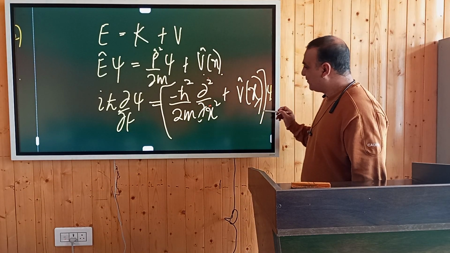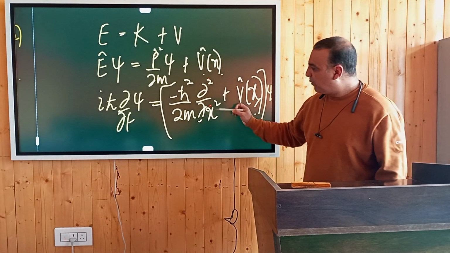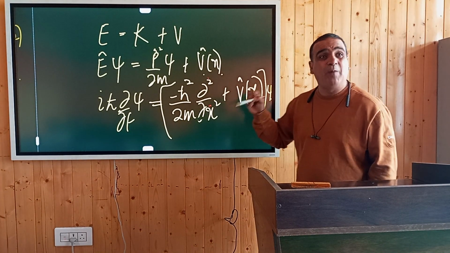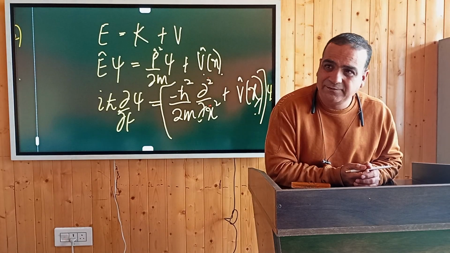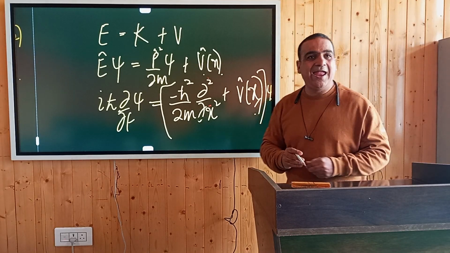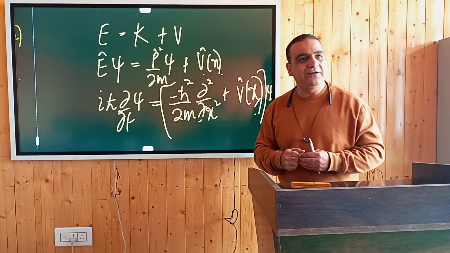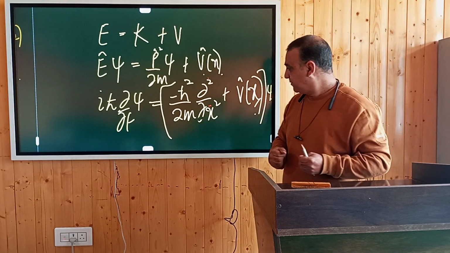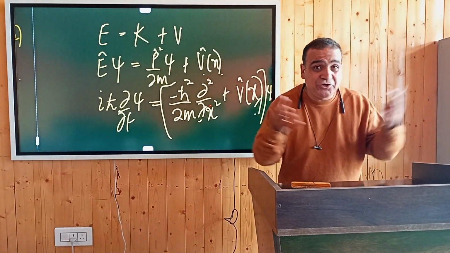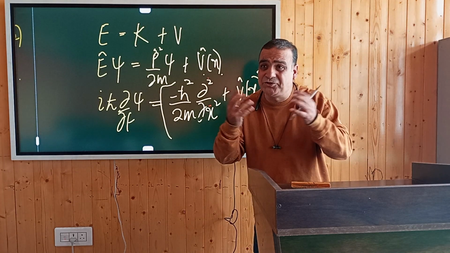Now inside these parentheses, inside this bracket, we have an operator. It's an operator of kinetic energy and an operator of the potential energy. The combination of these two operators is called the Hamiltonian operator. Right? So I can replace this whole body by the Hamiltonian operator. See? The kinetic energy operator is a Hermitian operator. Then you have the potential energy operator, it's a Hermitian operator. The combination of the two makes up the Hamiltonian operator. So the Hamiltonian operator is a Hermitian operator.